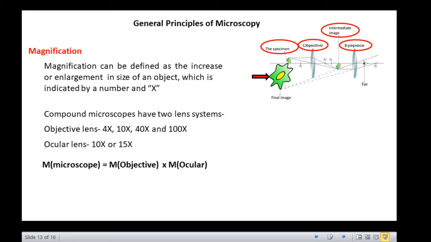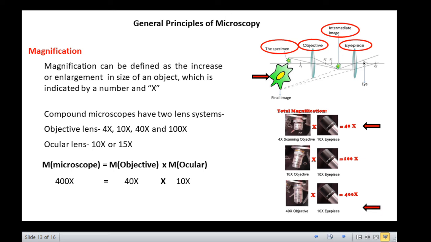So students, tell me, if the power of the objective is 40x and that of the eyepiece is 10x, then what would be the final magnification? If your answer is 400x, then you are correct. A standard microscope will provide you with a final magnification range of 40x to 1000x as can be seen here.